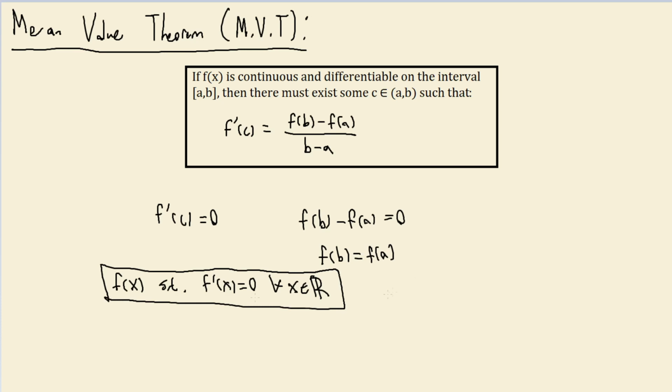Well, if we have to pick a function where f of b is equal to f of a for any interval of values, the only possible function that could satisfy that condition would be some form of f of x equal to a constant value. That is the only way that this could be true for any value of x that you would input into the function. And so by mean value theorem, we're also able to prove not just that the derivative of a constant is equal to 0, but that the only possible function which could satisfy the condition that the derivative is equal to 0 would be some constant. Once again, this is something that seems very obvious, but we didn't have the tools to prove it until we had mean value theorem, for this reason right here.